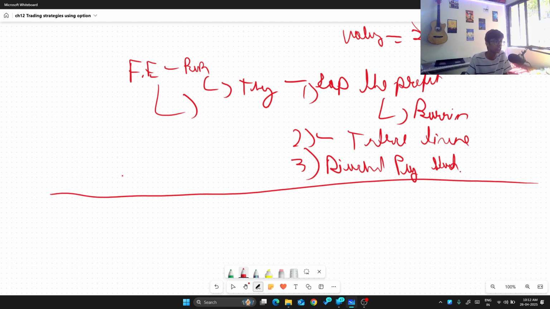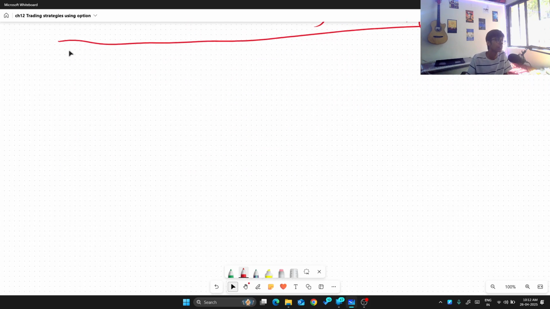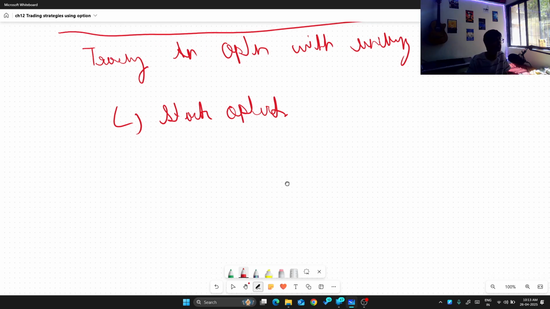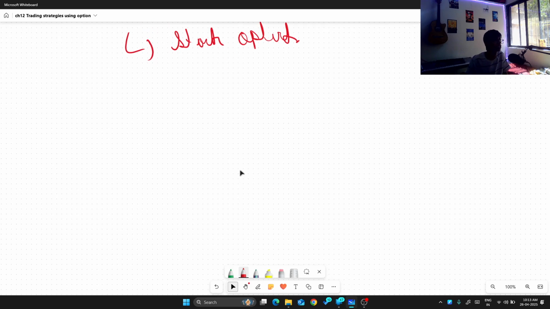And now we will see trading an option with an underlying asset. So here we will see the stock option where the underlying is stock, and there are different types of combination. So first, portfolio combination, we will say A, right?